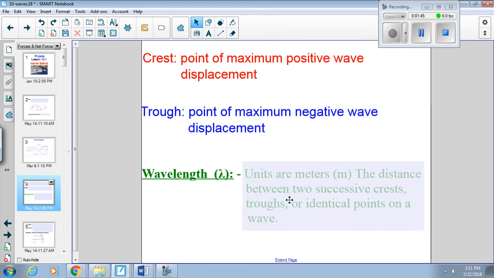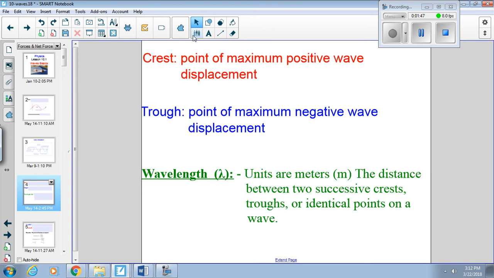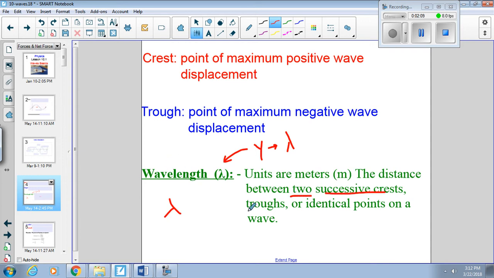Okay, so definitions. A crest is a point of maximum displacement, a trough is a point of maximum negative displacement, and then here is our wavelength, which is measured in meters. That is signified by the symbol lambda, which kind of looks like an upside down Y. Upside down. Cool. Isn't that fun? And again, it's the distance between two successive crests, troughs, or any two identical points on a wave.